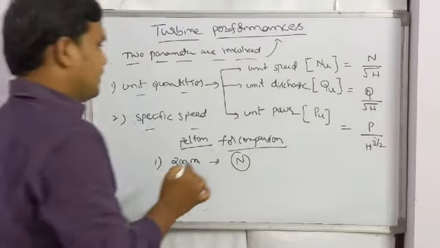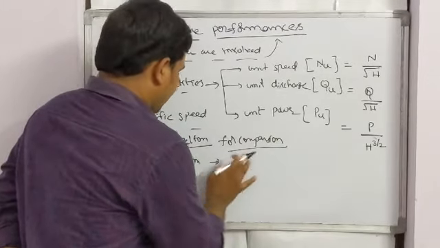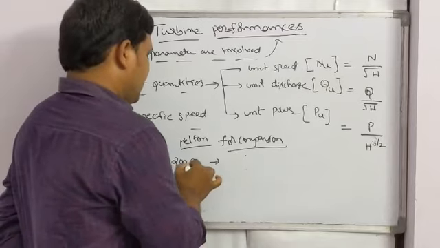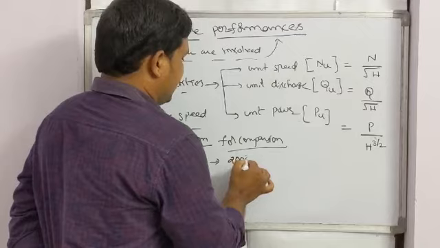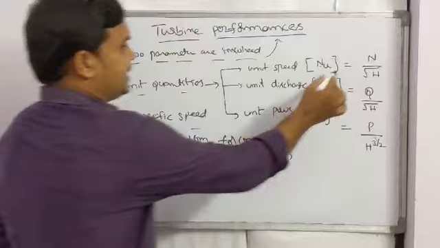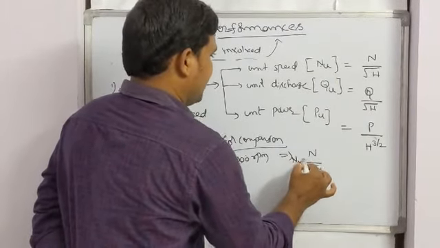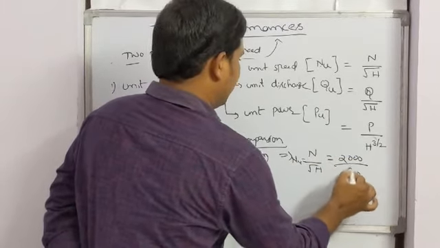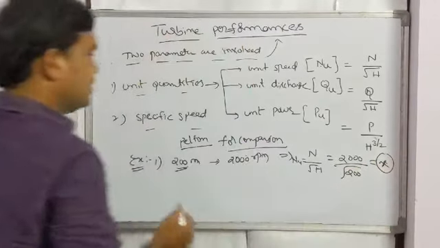This is an example. I am conducting a test on a Pelton wheel at 200 meters. Its speed is 2000 rpm. So now the unit speed is N by root H, that is NU, which is 2000 by root 200. So it gives some X amount of unit speed.